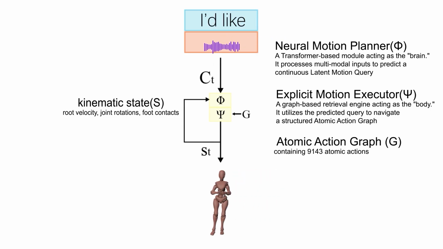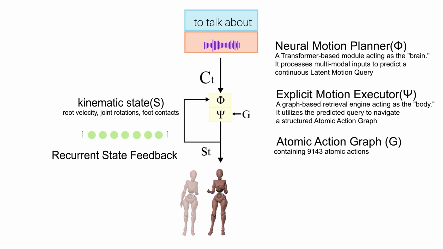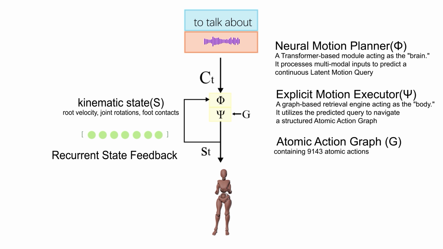This is the overall system of NeRAG. Our core idea is simple: split the task into a brain and a body. On the left are the inputs. The system takes C, the speech, audio and text, and S, the kinematic state like joint positions and velocities. These go into the module on top, Phi, the neural motion planner. This is a transformer-based brain. It predicts a latent motion query, a signal that captures the semantic intent for the next gesture.